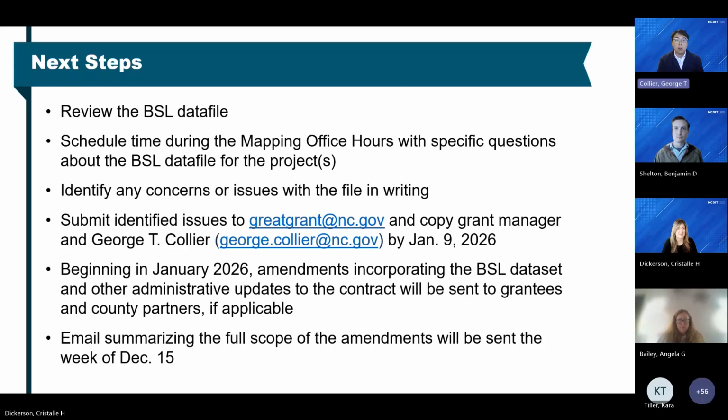We'd like to have all of these issues identified by January 9th, because we are going to incorporate these files into an amendment beginning in January 6th. So there's some other administrative updates that we'll have to do as part of that amendment process. But we need to have all this data shored up by the time we do our amendment. So next week, the week of December 15th, our office will email a summary of the full scope of the amendments that will happen in 2026. There's some administrative issues and items that we needed to clear up in the Great Grant Program that we're going to handle when we send out these amendments.